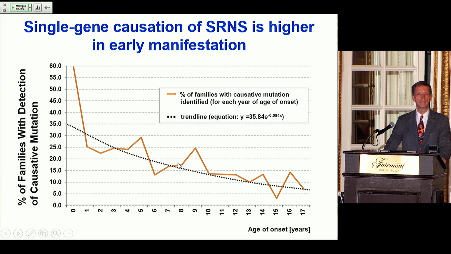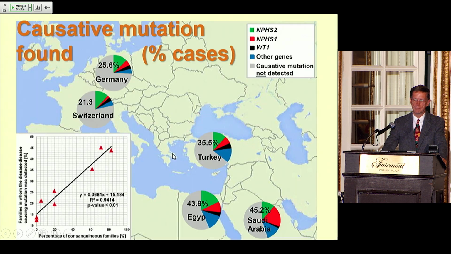The likelihood of detecting a causative mutation is also geographically dependent because it depends on the frequency of consanguineous marriages throughout the world, which I think on average is 10%. What I'm plotting here on the x-axis is the percentage of consanguinity in these 5 groups, from 0 to 100%. And on the y-axis, the families in whom we detected a mutation in any one of these 4 colored genes: podocin, nephrin, WT1, and other genes.